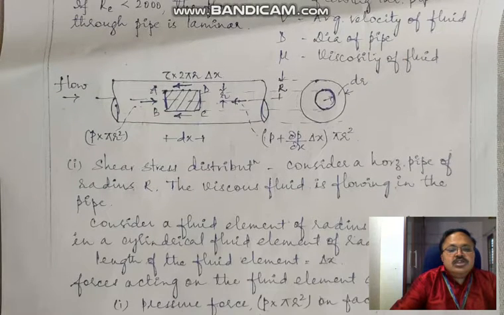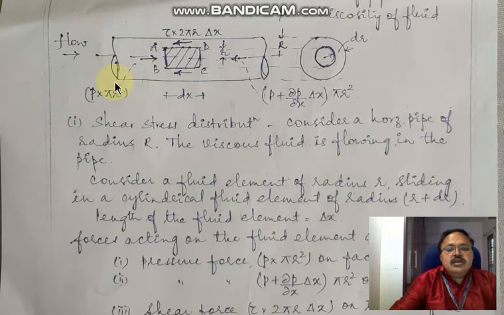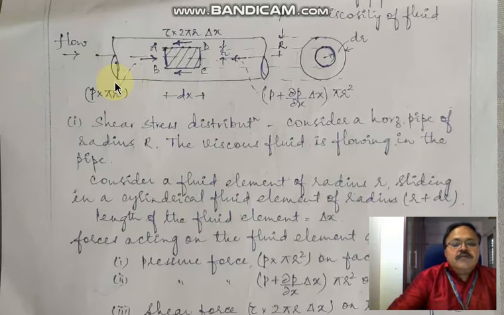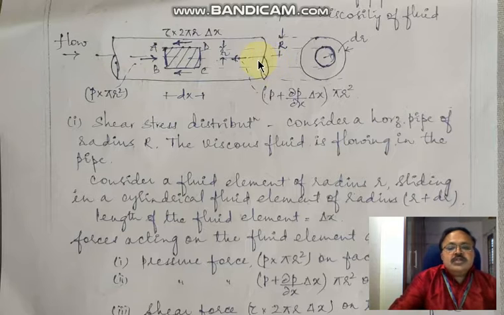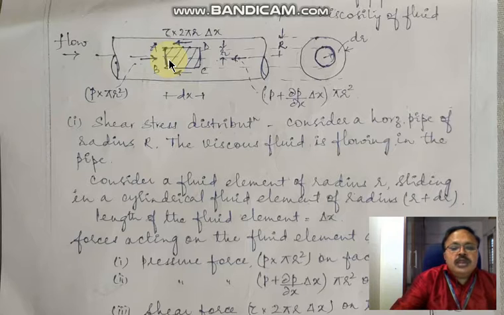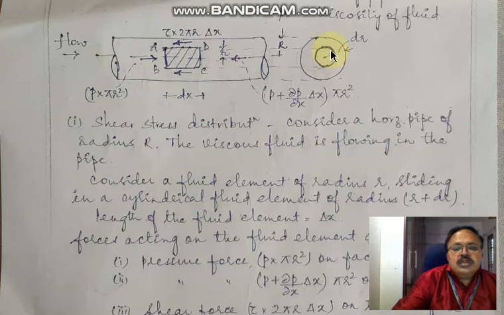Now taking the shear stress distribution. Consider a horizontal pipe of radius capital R. The viscous fluid is flowing in the pipe. We are considering a fluid element of radius small r, sliding in a cylindrical fluid element of radius small r with the thickness dr. So the fluid is flowing through this cylindrical element, having the radius from here to here as small r and the thickness dr.